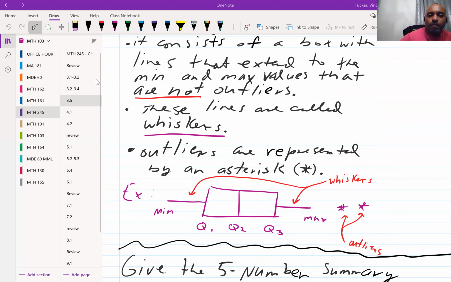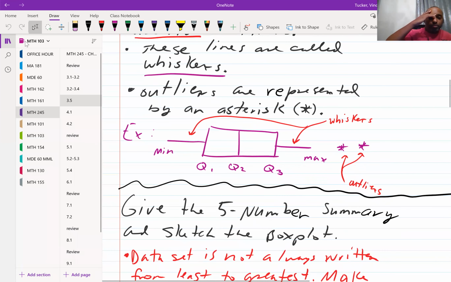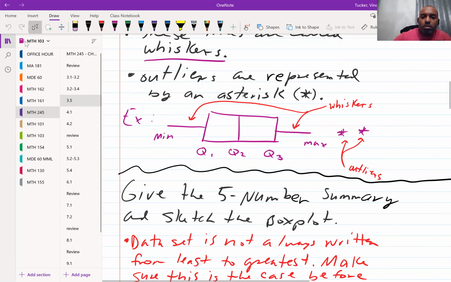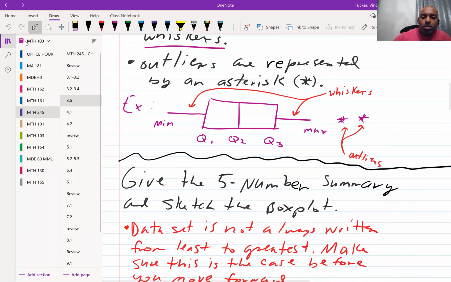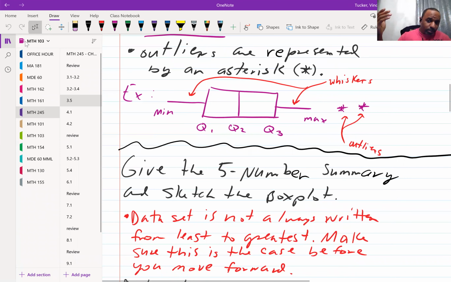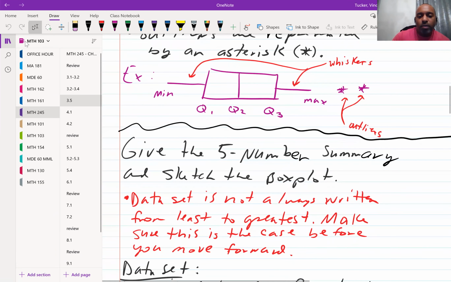All right. So give the 5-number summary and then sketch the box plot. In the red, it's just saying that the data set is not always written from least to greatest. Make sure that this is the case before you move forward. I don't know if you noticed, but that's something I keep trying to emphasize. Don't forget to write your data values from least to greatest.